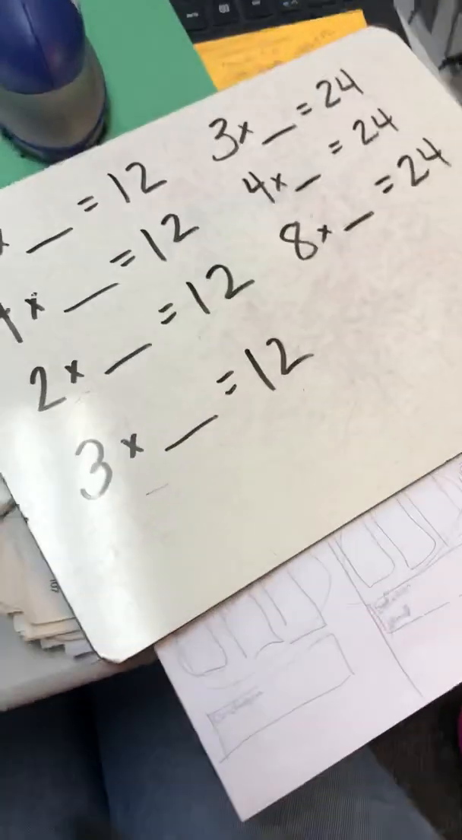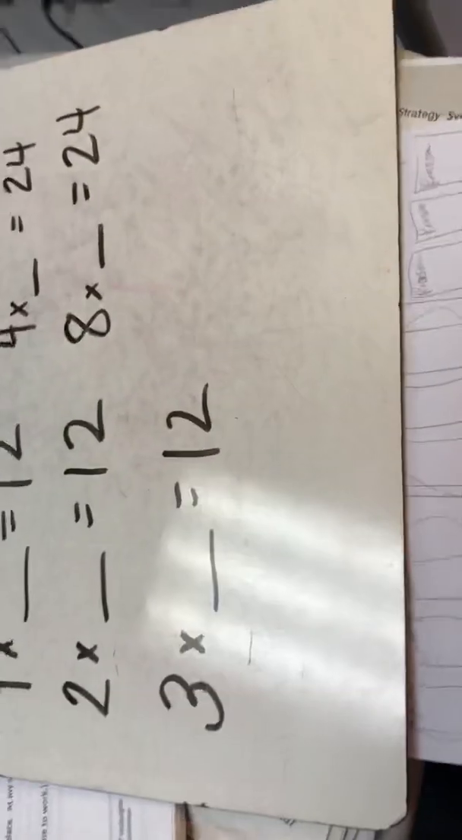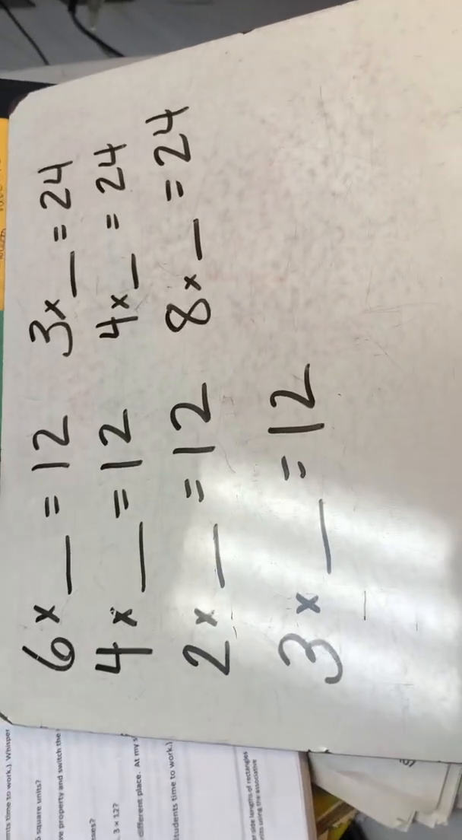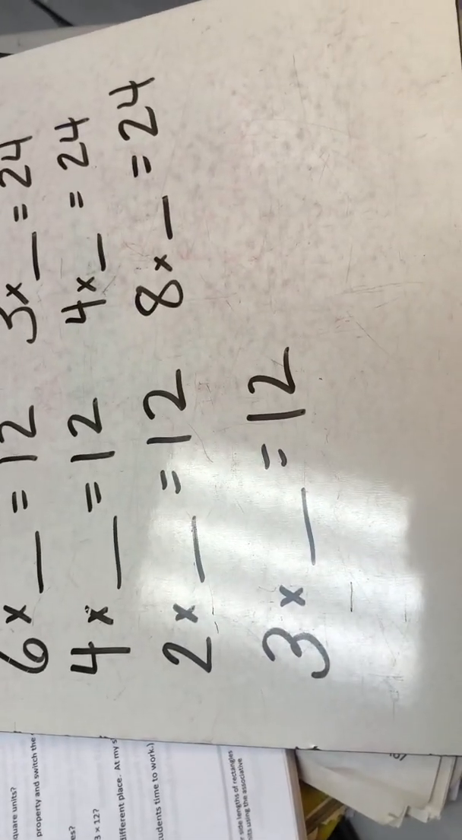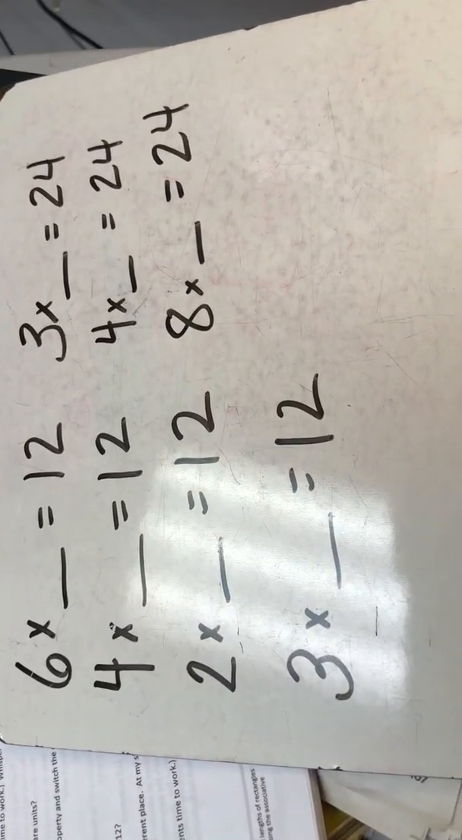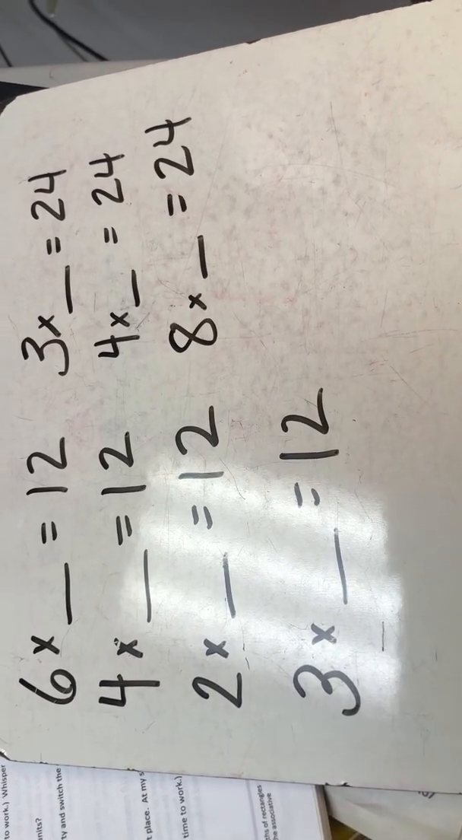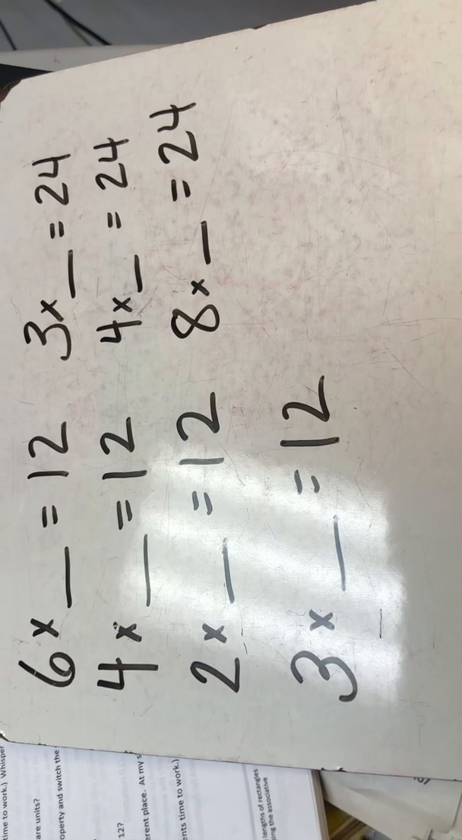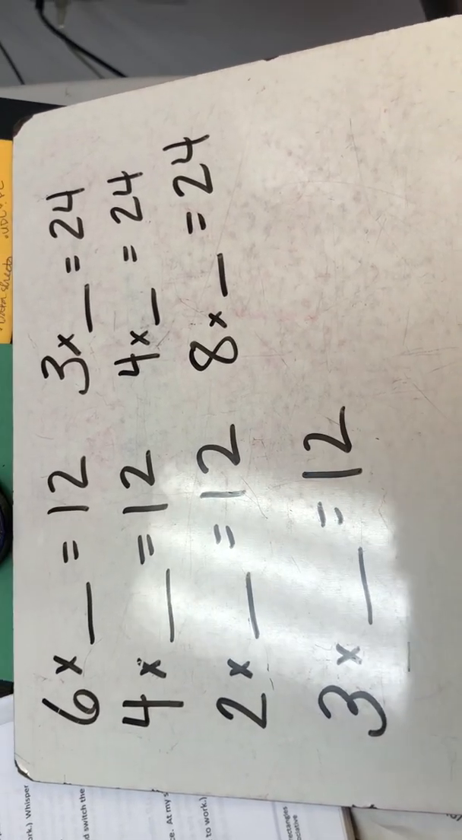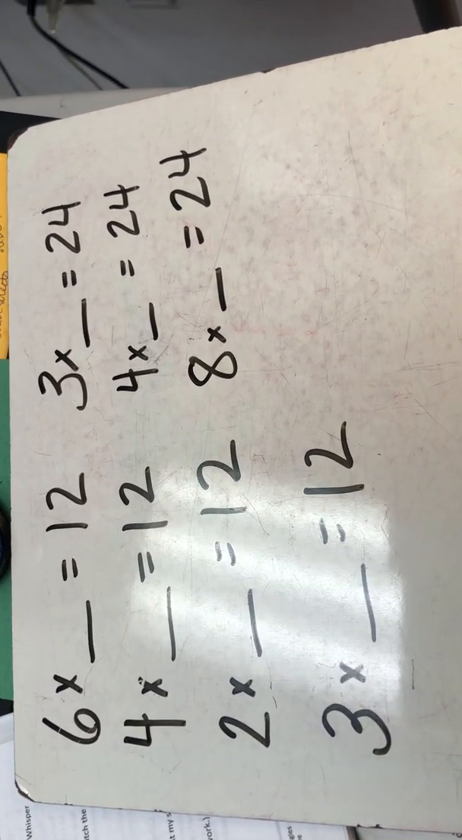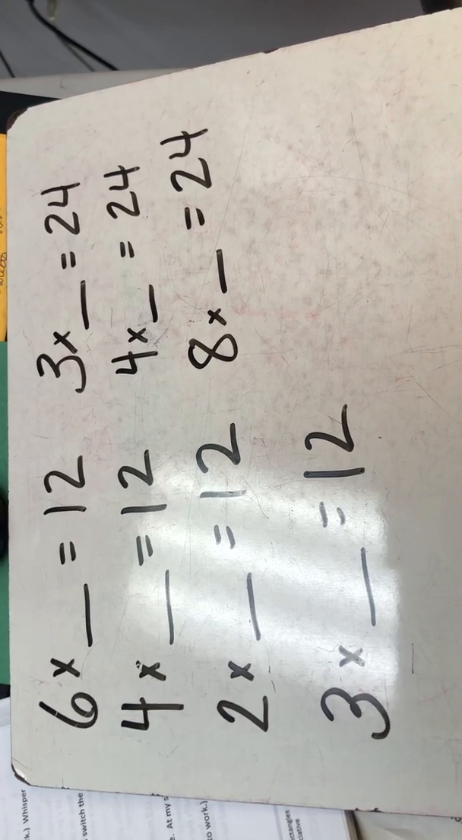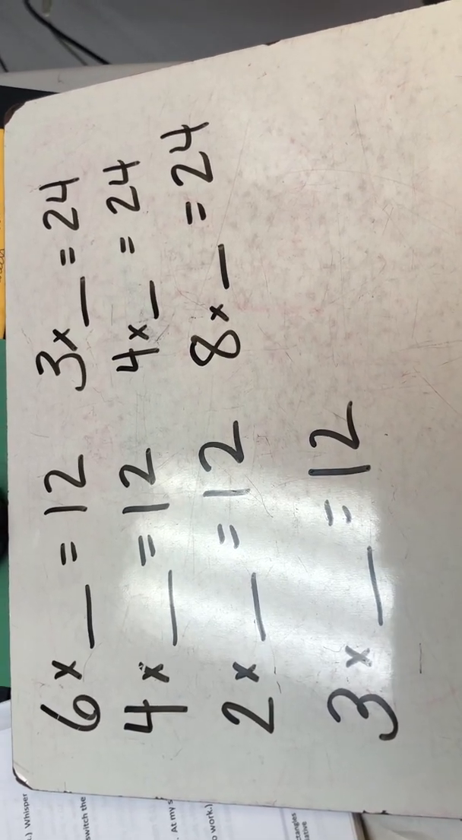Good morning, warriors. We are starting with area this morning, and we are on module 4, lesson 11. We're going to be working with some associative property and side lengths to find the area of rectangles. Let's warm up with some fluency. You can see the problems on your screen. Go ahead and pause the video.